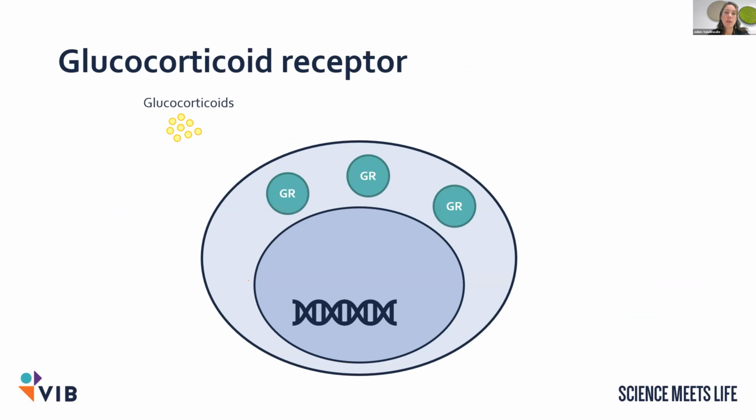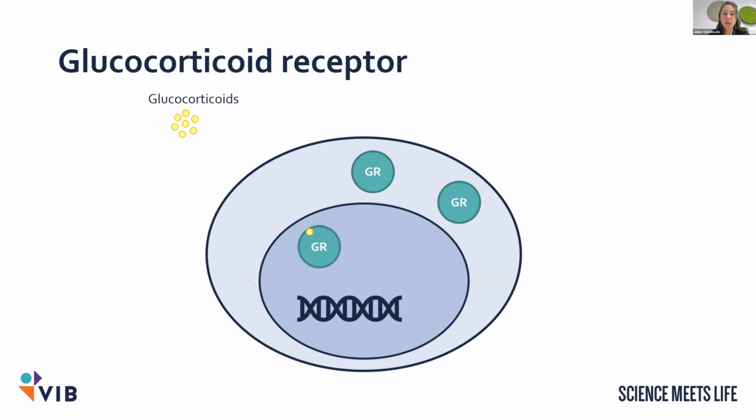Very simply said, the glucocorticoid receptor is this nuclear receptor. The GR is normally in the cytoplasm. When it gets activated by glucocorticoids, the GR will translocate to the nucleus, bind onto the DNA, and then lead to transcription of GR responsive genes.